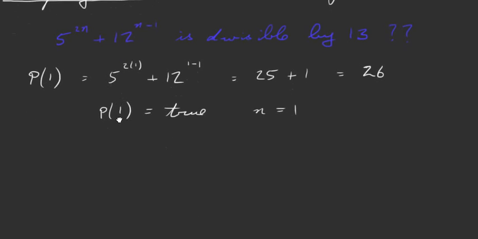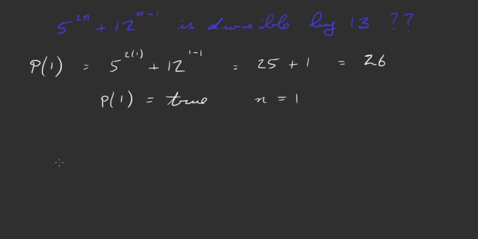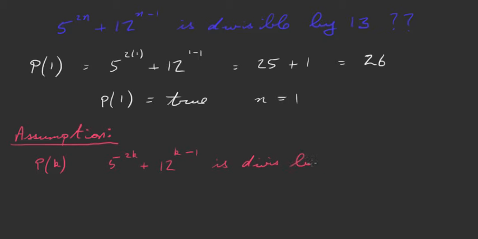Okay, so now we do the usual thing here. We start with our assumption. So I'll just write that down. Our assumption here is that it is true for some number k. In other words, 5 to the power of 2k plus 12 to the power of k minus 1 is divisible by 13.